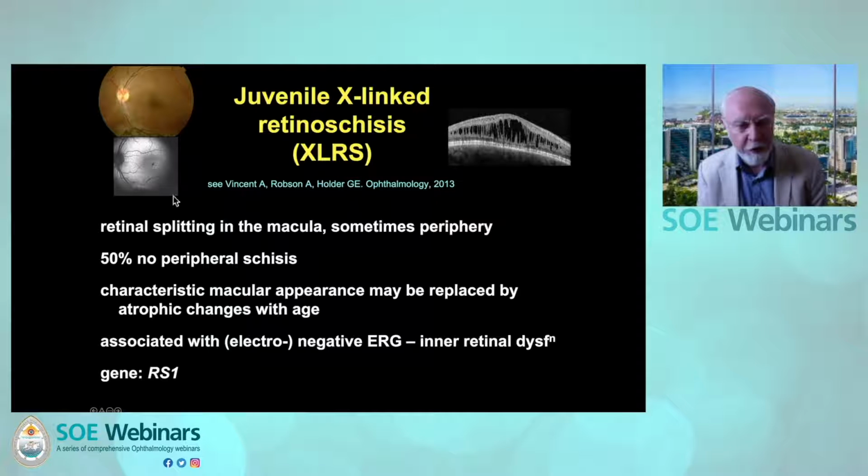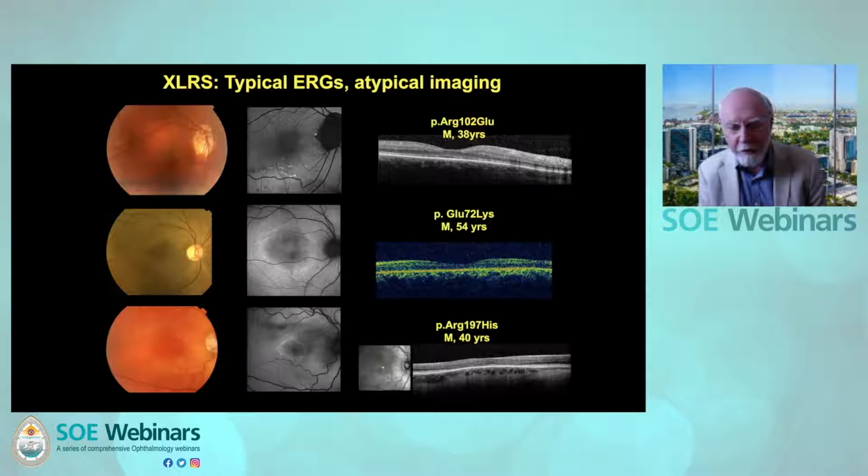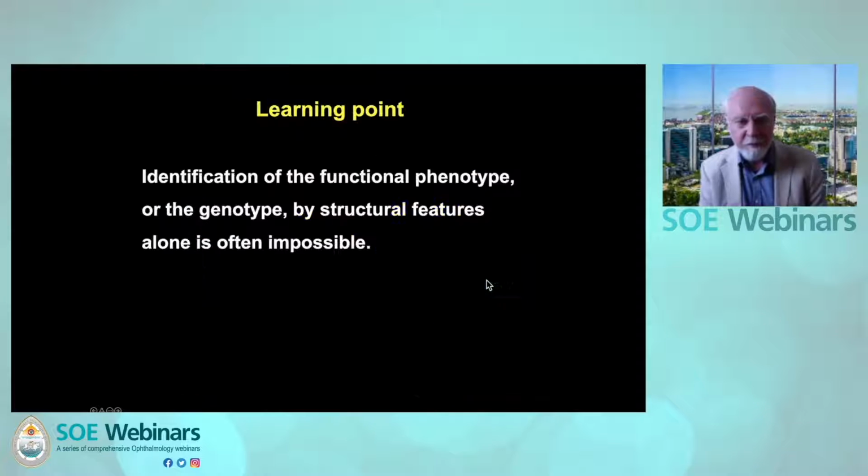Typically, of course, patients with schisis have the spoke wheel lesion visible at the fovea, best seen on autofluorescence imaging, and profound schisis on OCT. 50%, of course, will never show peripheral schisis, and the classic spoke wheel lesion will often disappear and be replaced by non-specific macular atrophy as the patient ages. These 3 patients all have molecularly confirmed schisis, typical ERGs, and totally atypical imaging, both the autofluorescence and the OCTs. So identification of the functional phenotype or the genotype by structural features alone may be impossible.